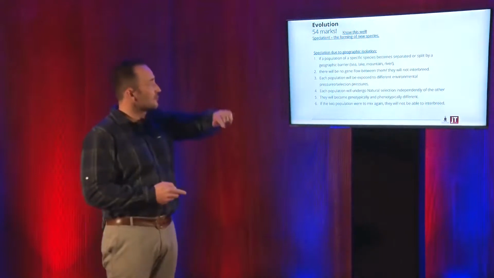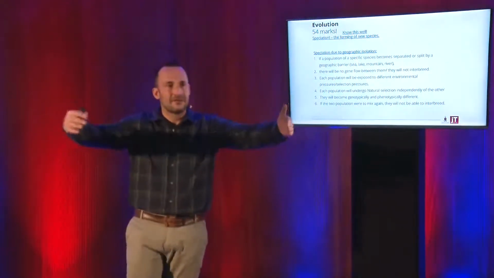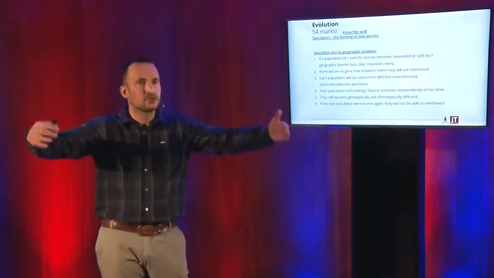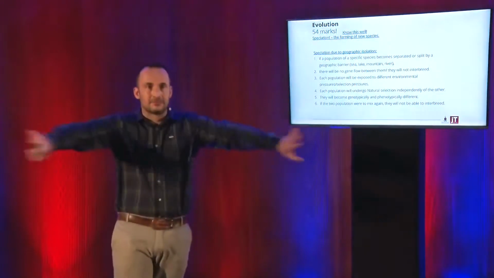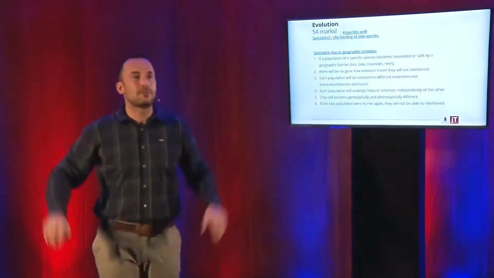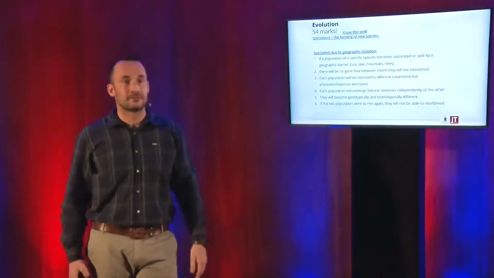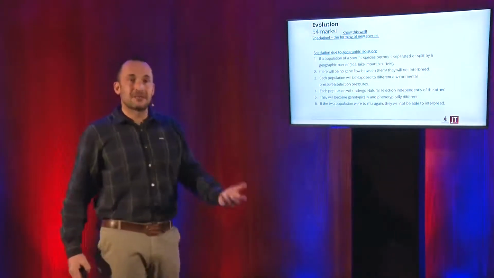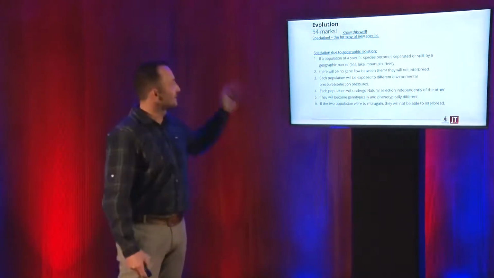If a population of a specific species becomes separated, think of a species living in a group. So in other words, one population of a given species is split down the middle. We now have two subpopulation groups of that once one larger group. They become separated for a number of reasons. The first reason could be a sea, a lake, a mountain, a river.